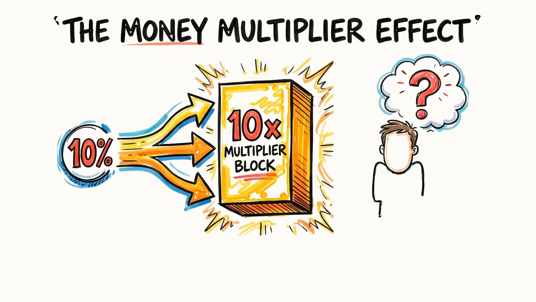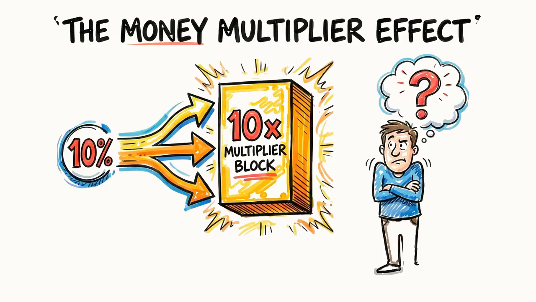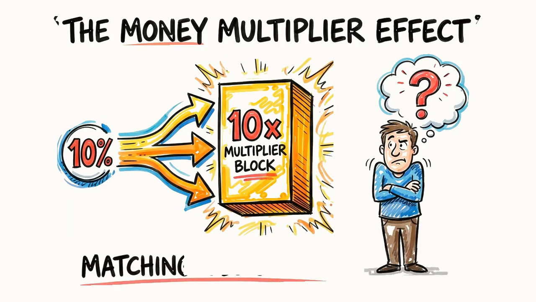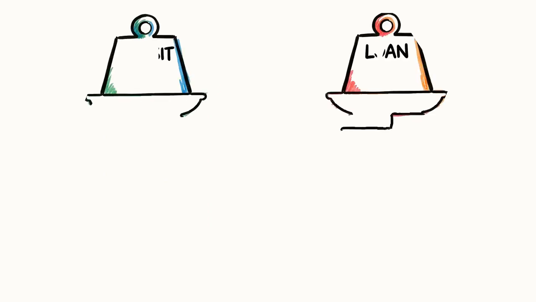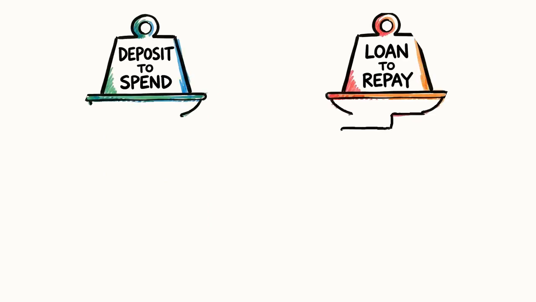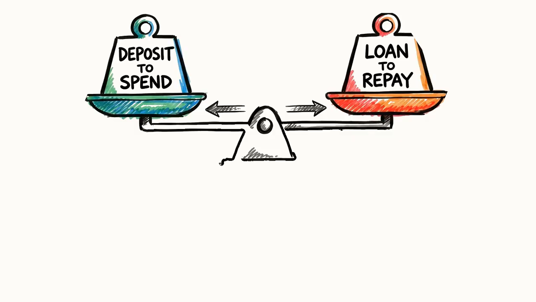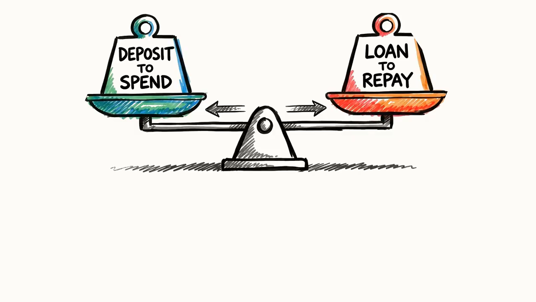At this point, a lot of people get uneasy. If banks are creating money like this, doesn't that mean it's fake? Not exactly, because every new dollar created in this process comes with a matching obligation, debt. When a bank makes a loan, two things appear at the same time. The borrower gets a deposit they can spend, and the bank gets a loan that must be repaid. For every dollar created, someone owes a dollar back, plus interest.